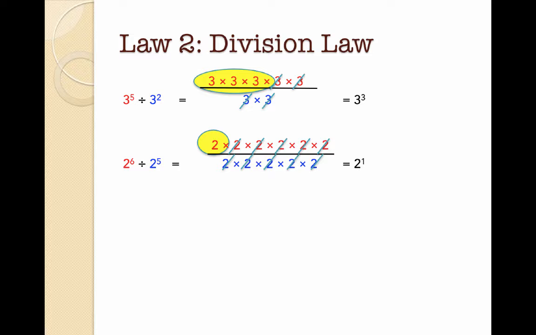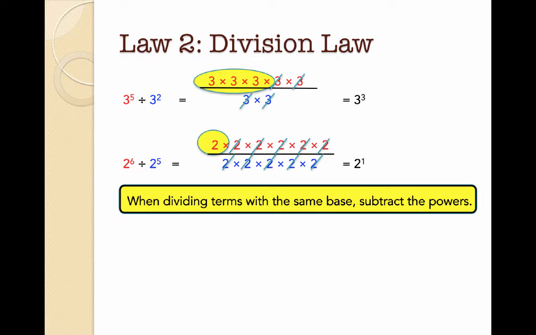Now I'm going to ask the same question I asked for the first law. What do you notice about the powers in the question compared to the powers in the answer? So in the first question, I've got powers of 5 and 2, and I end up with a 3. And in the second question, I've got powers of 6 and 5, and I end up with a power of 1. If you said that you're subtracting the powers, then you'd be absolutely correct. When dividing terms with the same base, that is, with the same bottom number, in the first case it was 3's, in the second case it was 2's, then we're going to subtract the powers.